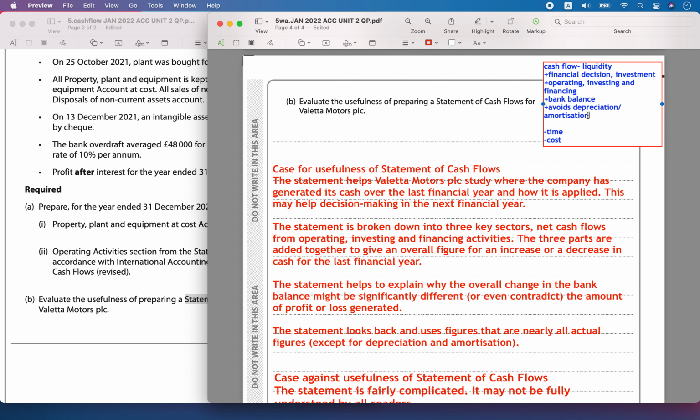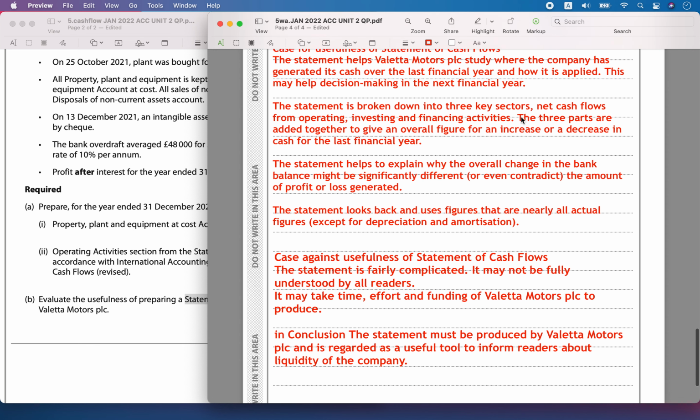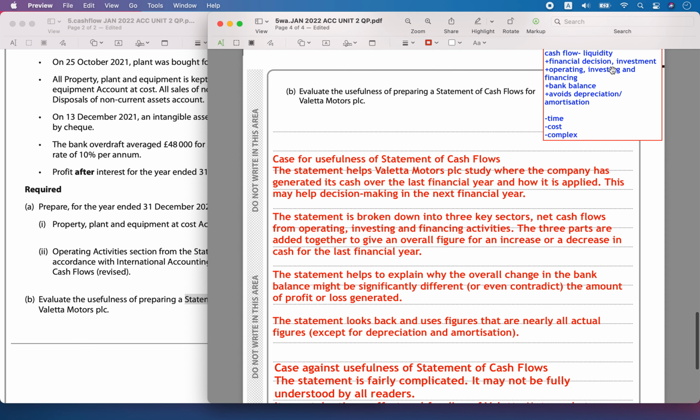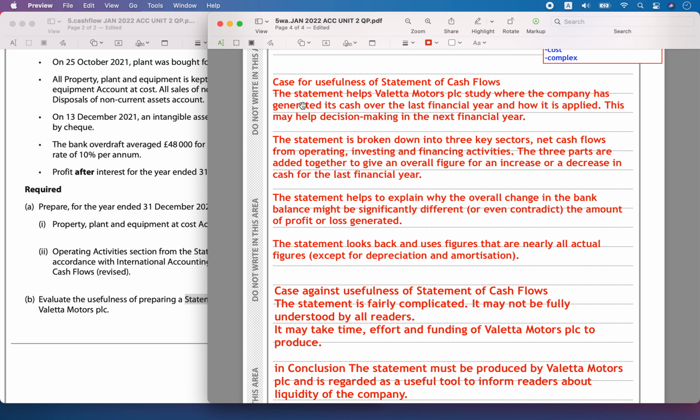Then this will also help to calculate the bank balance, and it is also going to avoid depreciation, amortization things, notional balances which do not indicate any liquidity. So it is going to be important, but however it is going to be time consuming, cost consuming, and complex. You need a skilled accountant to do this. But however this is a necessary statement for all the investors. The investors will have a look into it to understand the exact cash they have in the business.